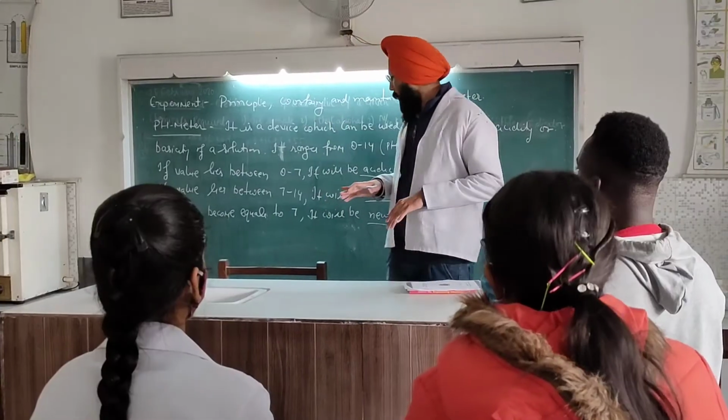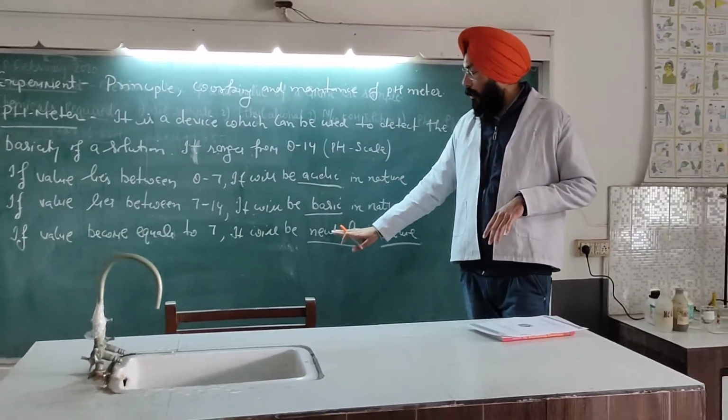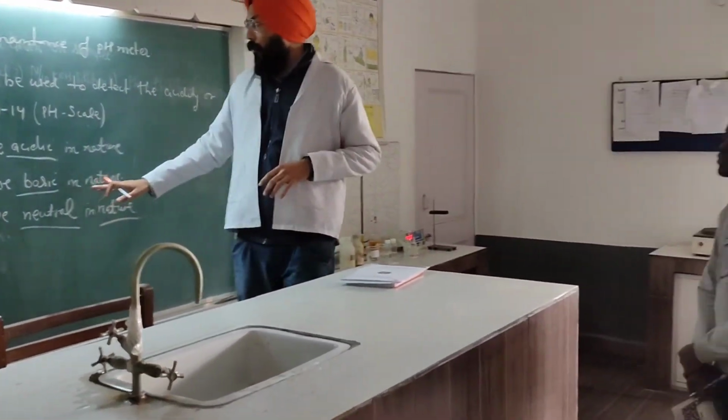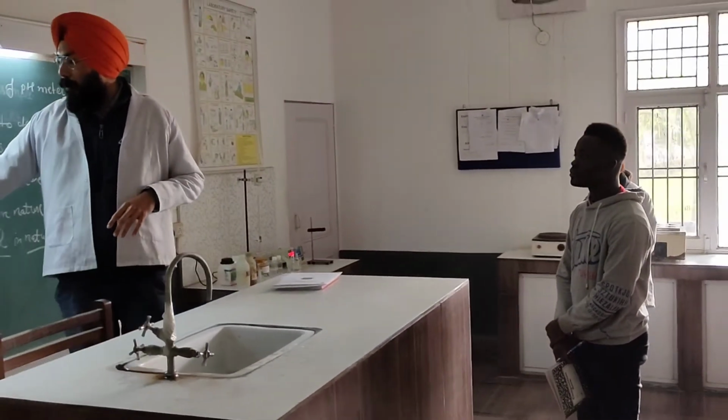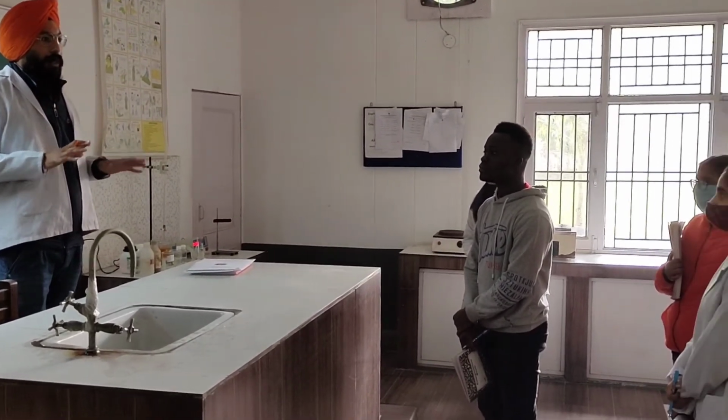If the value is exactly 7, it will be neutral. For example, water. Water is neutral in nature, so that we can drink it. And if values lie between 7 to 14, it will be basic in nature.